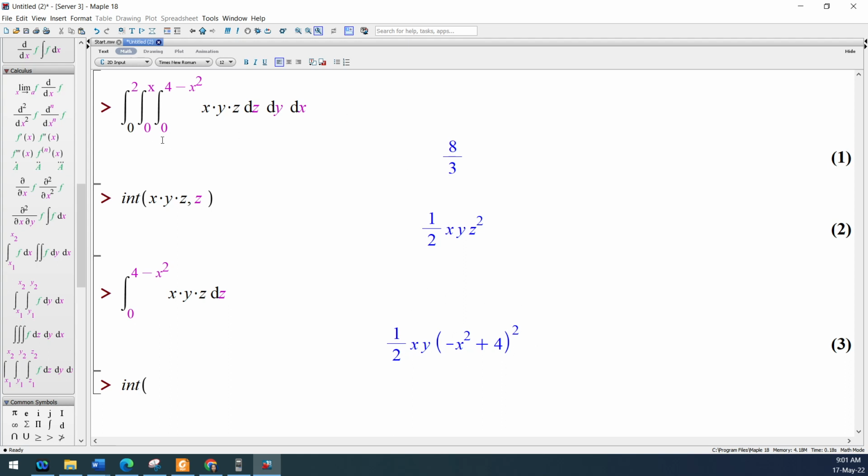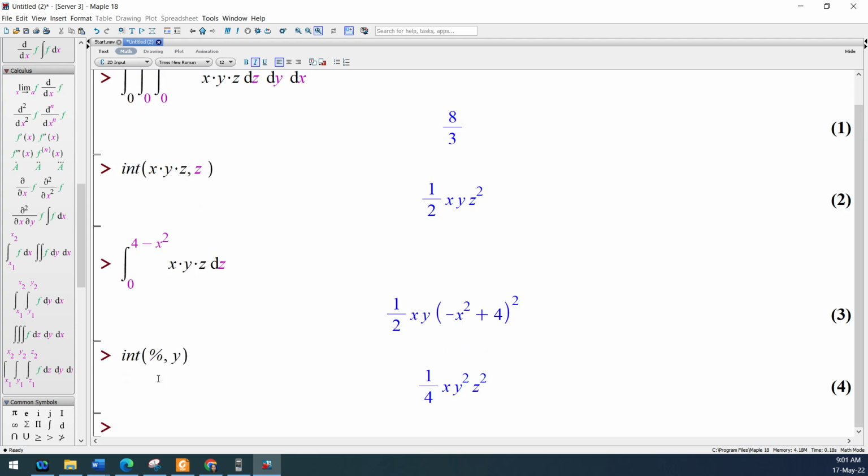Later on, when we completed the inner integral, this one completed. The result is here. We want to integrate with respect to y. So you copy this result here, or you just put percent. Percent means the latest output. Integrate with respect to y. We should get 1 over 4 xy squared z squared, because now you want to integrate with respect to y.